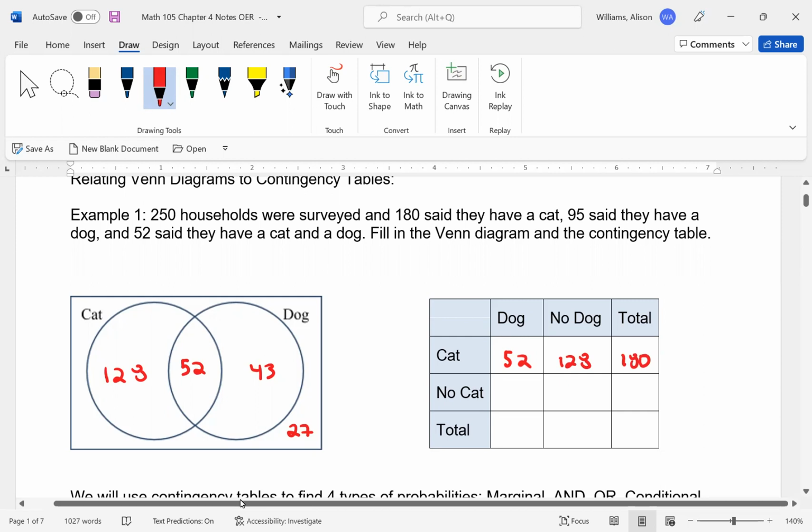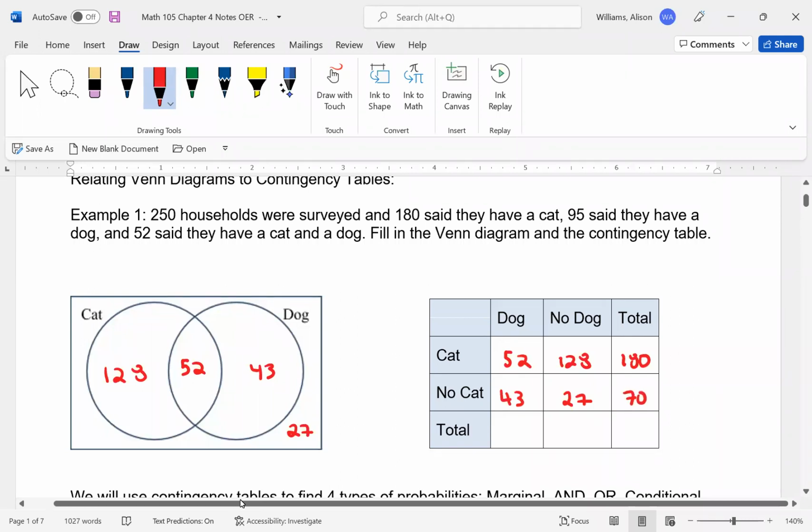Okay, so then people who have no cat, but have a dog, that is 43 people. Who have no dog and no cat, we calculated that to be 27 people. And now here's the first piece of information we don't have calculated. We don't know the total of people who don't have a cat. Now, if I just total 43 and 27, that comes out to 70.